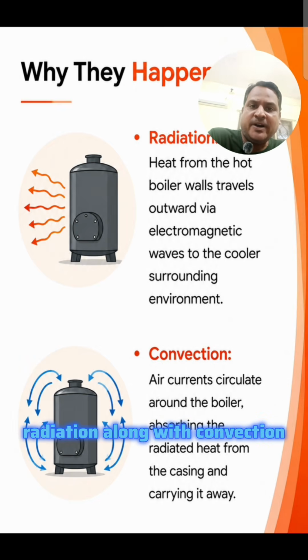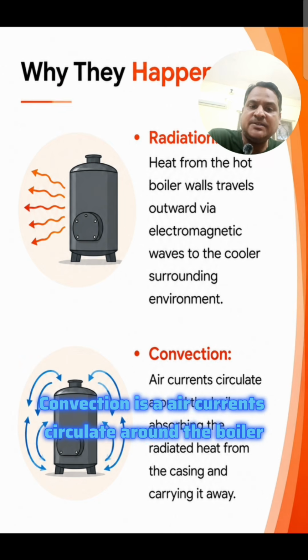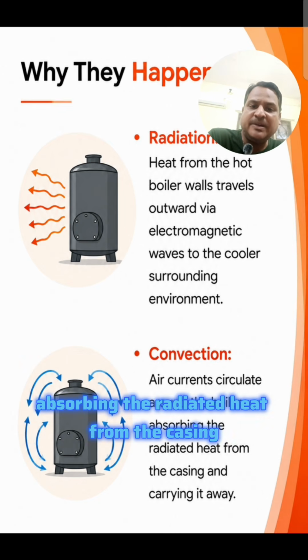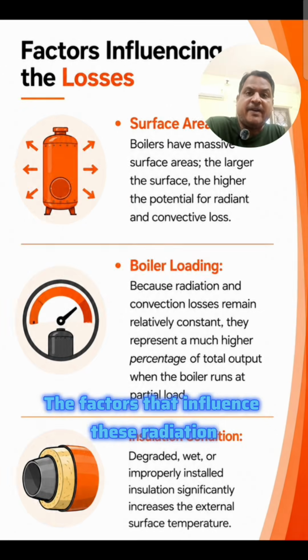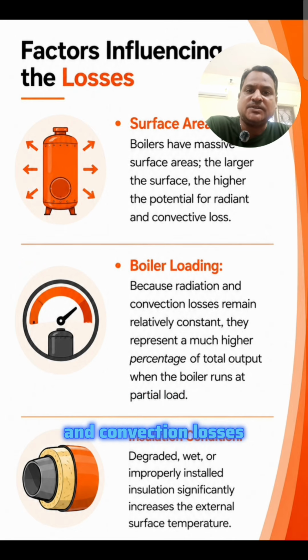Also, radiation occurs along with convection. Convection is where air currents circulate around the boiler, absorbing the radiated heat from the casing and carrying it away from the boiler. The factors that influence these radiation and convection losses.